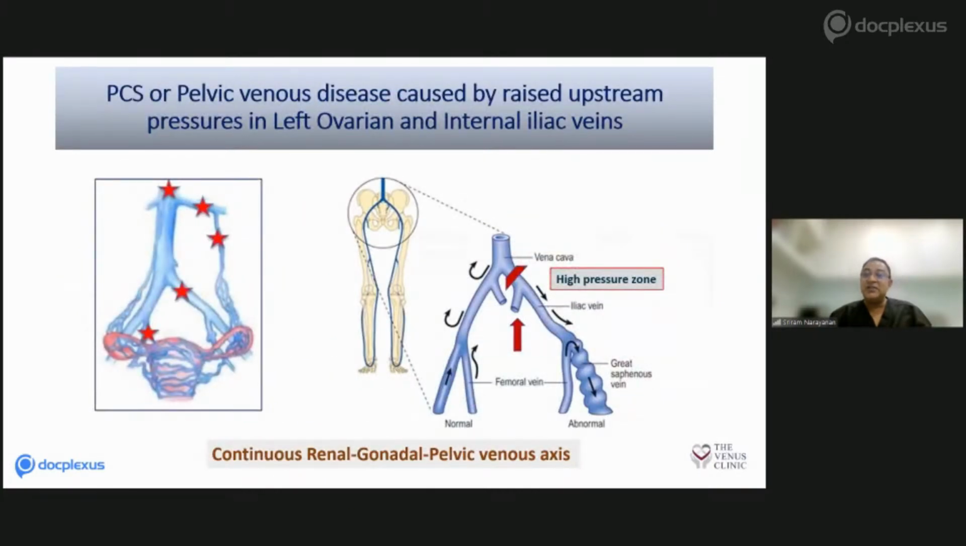So PCS or pelvic venous disease is caused by this raised upstream pressure, this high pressure in either the left ovarian vein or the left internal iliac vein. We are often seeing people do coil embolizations on the right side of the right ovarian vein routinely. I find that surprising because the right ovarian vein drains directly into the inferior vena cava, is not caught in the Nutcracker mechanism, and is only very rarely required to be treated. It should not be considered a standard that the right ovarian vein and the left ovarian vein should be treated together. The left should be treated first, and if required, maybe 1 in 50 patients will require a right side treatment as well.